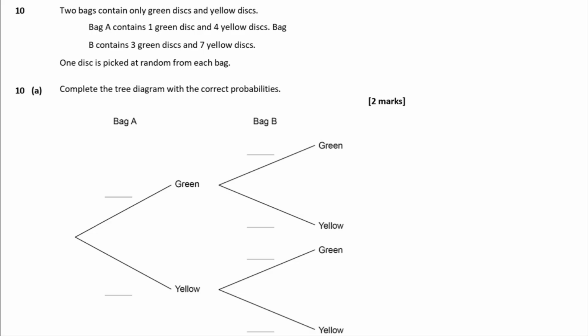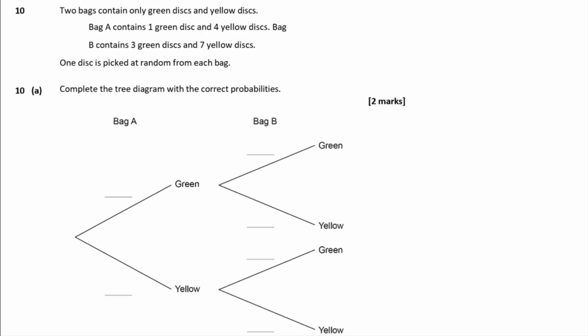Question 10. Two bags contain only green discs and yellow discs. Bag A contains 1 green disc and 4 yellow discs. Bag B contains 3 green discs and 7 yellow discs. 1 disc is picked at random from each bag. Complete the tree diagram with their correct probabilities.